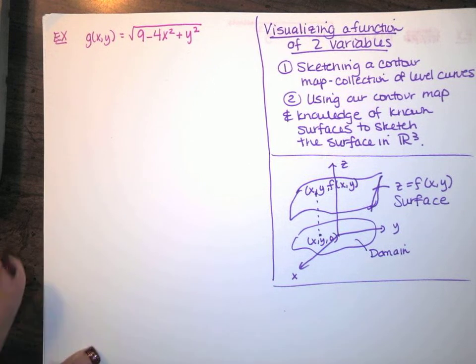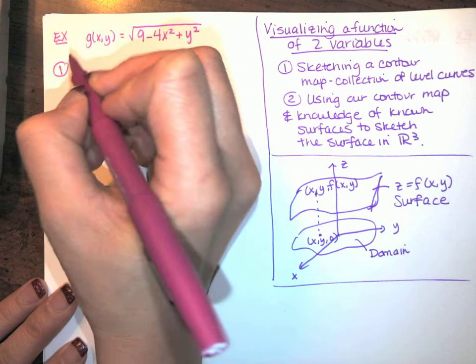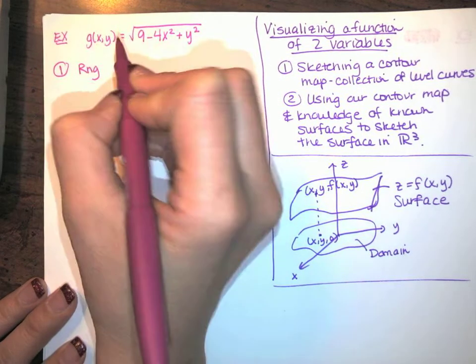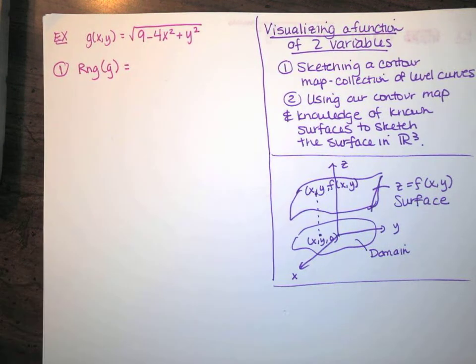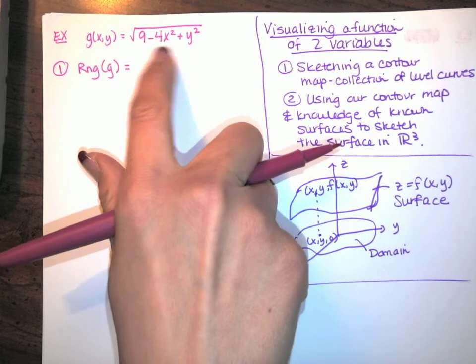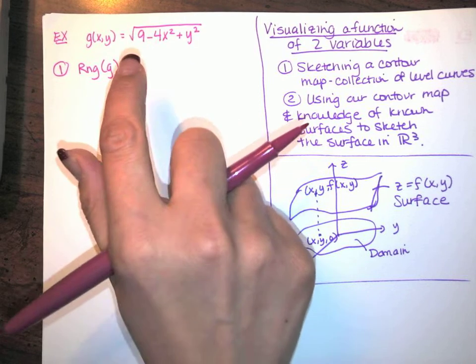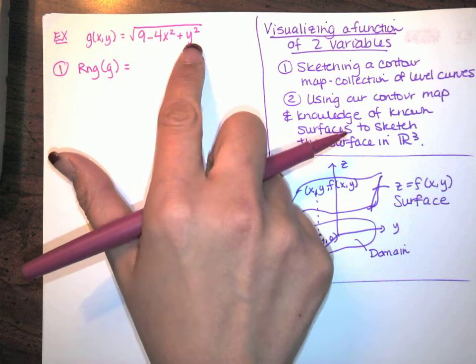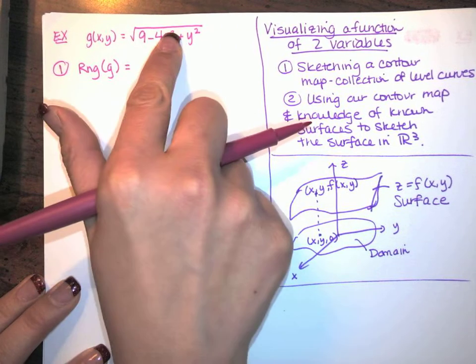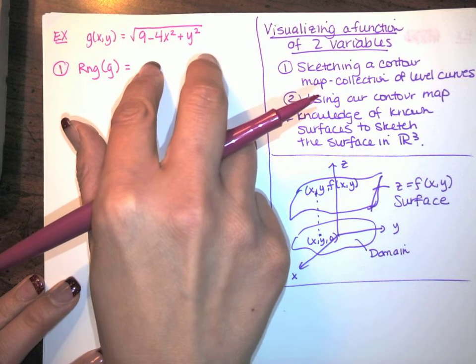The first thing you need to do whenever you sketch a contour map is decide on what the range of this is, because you need to pick z values in the range of this function. Well, notice it's a square root function. Whatever xy pair I put inside, there's going to be a number here. And since this is a negative number, and that's a positive number, and that's a positive number, there's going to be some domain where this is well defined. In that domain, this is going to be a positive number or possibly 0.